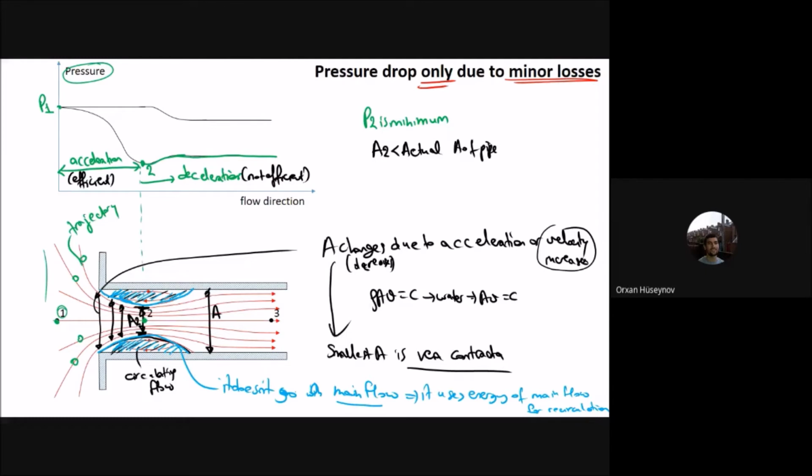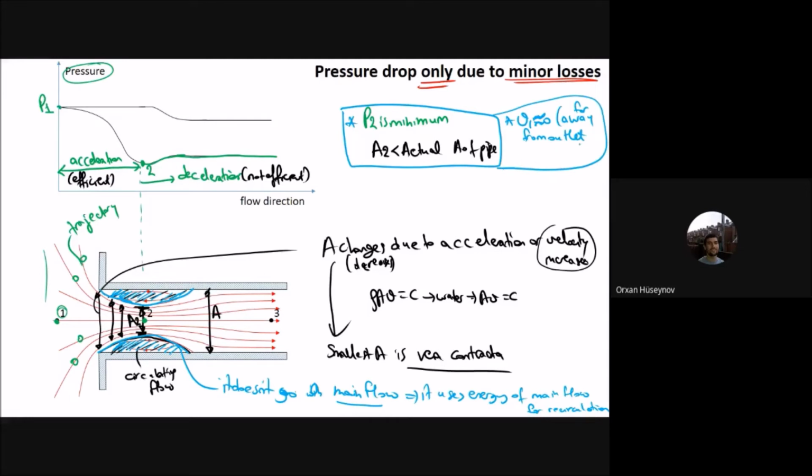Now let's go back to our chart here. This is P1, the maximum energy. At point 1, V1 is 0. P2 is minimum. These are very important steps. V1 is not exactly 0, but it is approximately 0, because it is far away from the outlet.